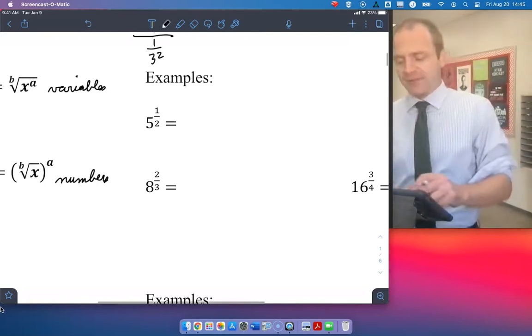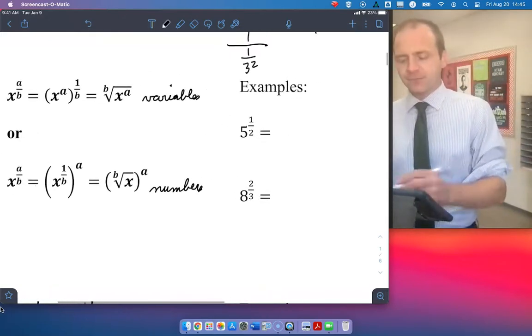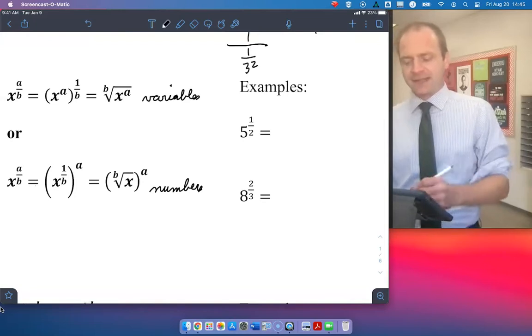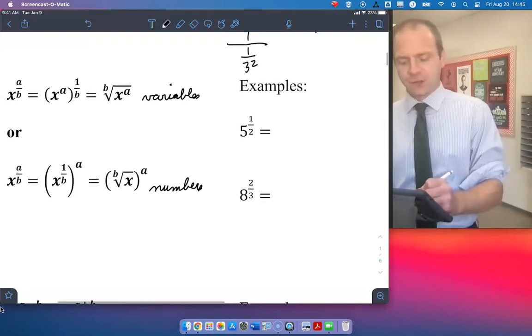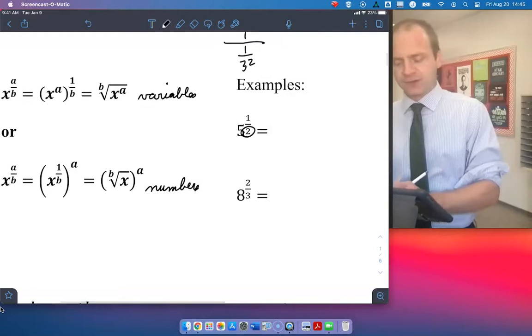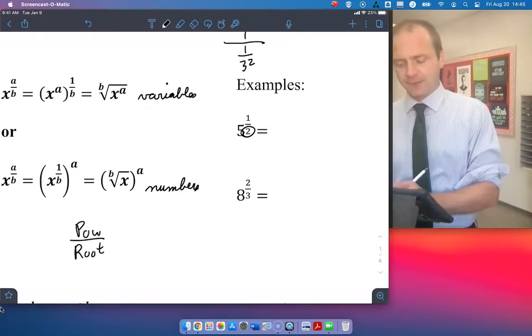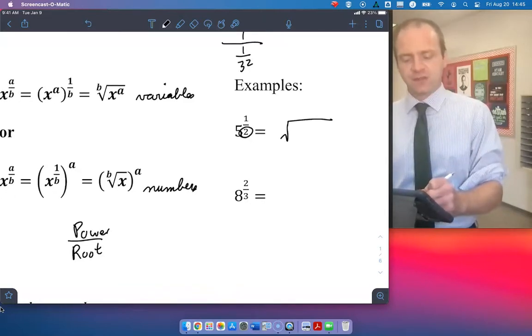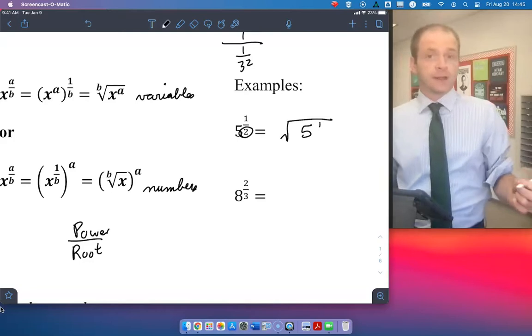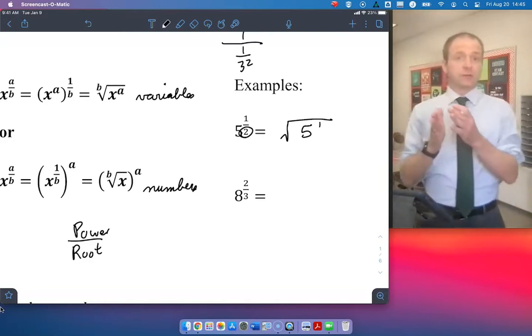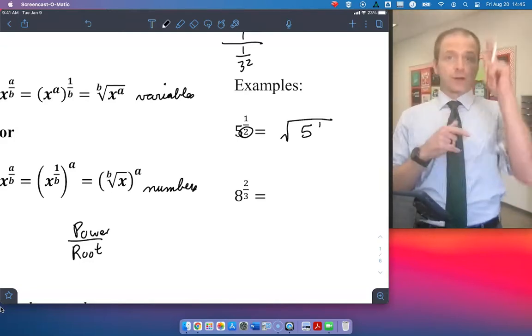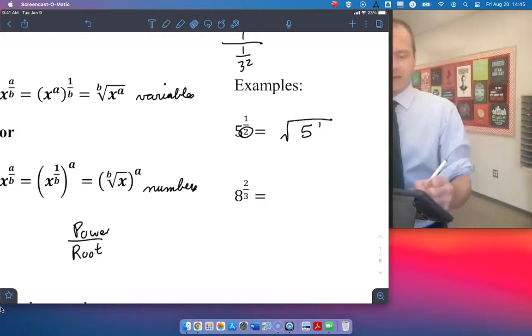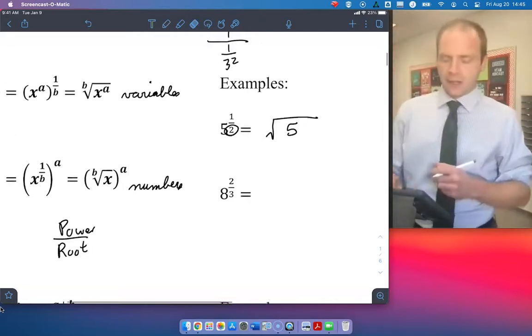Well, a 1/2 power means that I am taking the square root. The bottom is the root, and the top is the power. So for square root, we don't put a number in front. This really means the square root of 5 to the first. The root is a 2, which means square root. The power is 1, 5 to the first power, which we don't ever show.